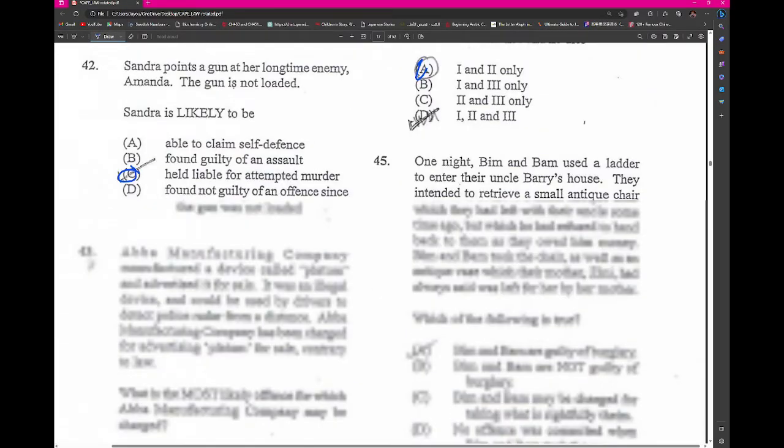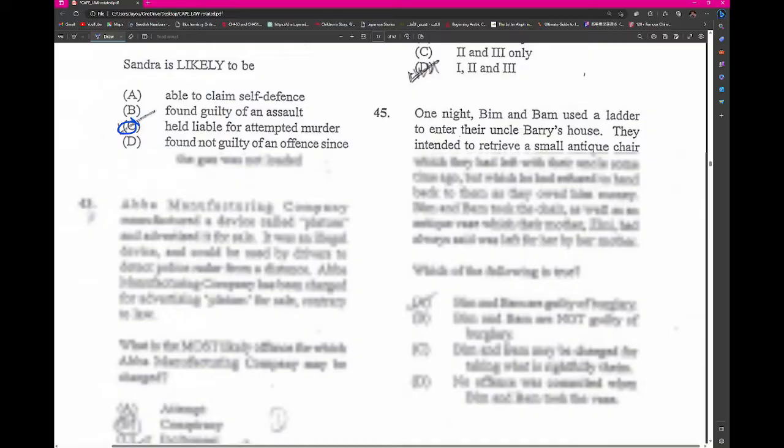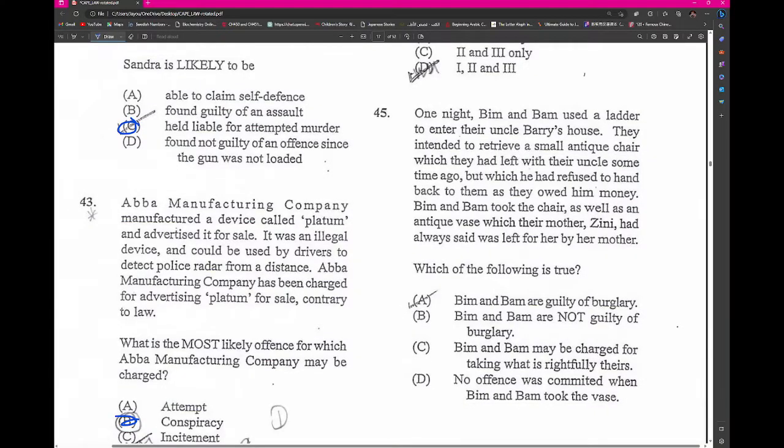One night, Bim and Bam use a ladder to enter the uncle's house at night. This is burglary. So they went and robbed the house at night. So it's burglary. That's the end of that paper. 2012 Law, Unit 1, Paper 1.